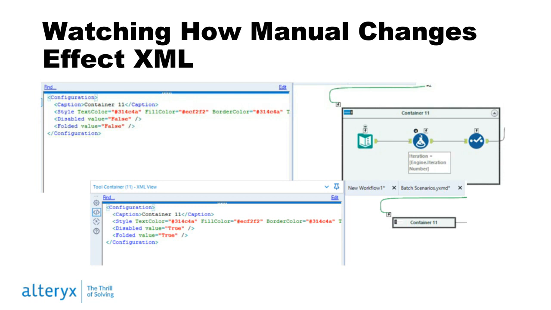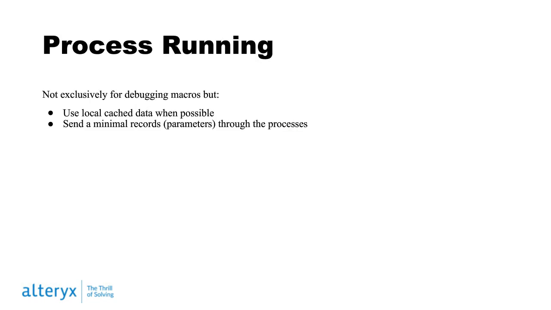So if you look here, I have an enabled container, and so you see that the disabled value and the folded value are false, and then the second I disable the container, you see that the disabled value is true and the folded value is true. So I again get onto that XML view and start to look around in there, and it's cool. It's fun stuff. And then the process running. So these aren't exclusively for debugging macros, but they do help.